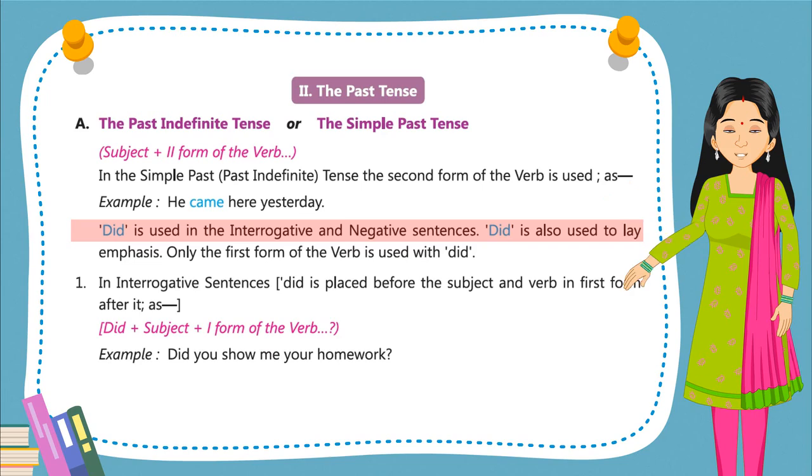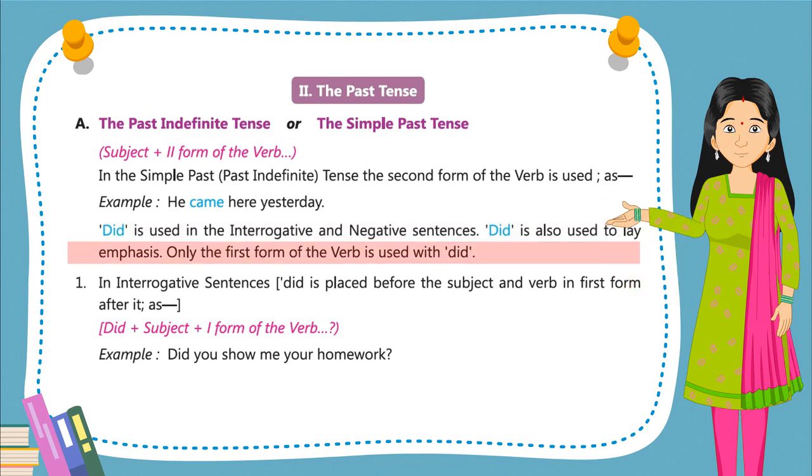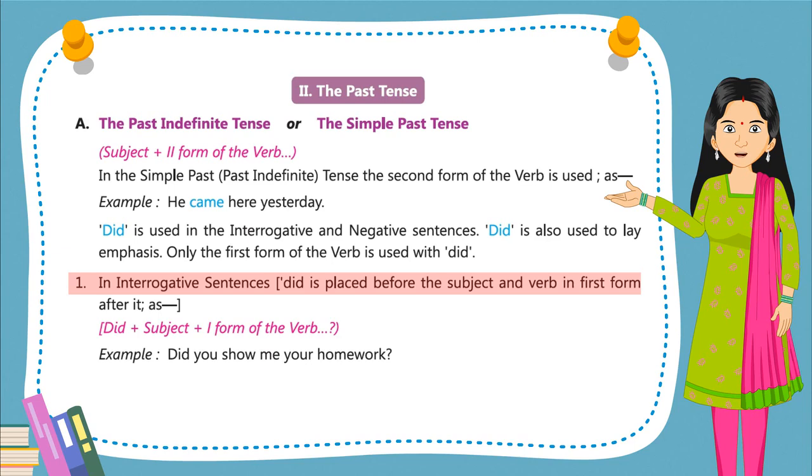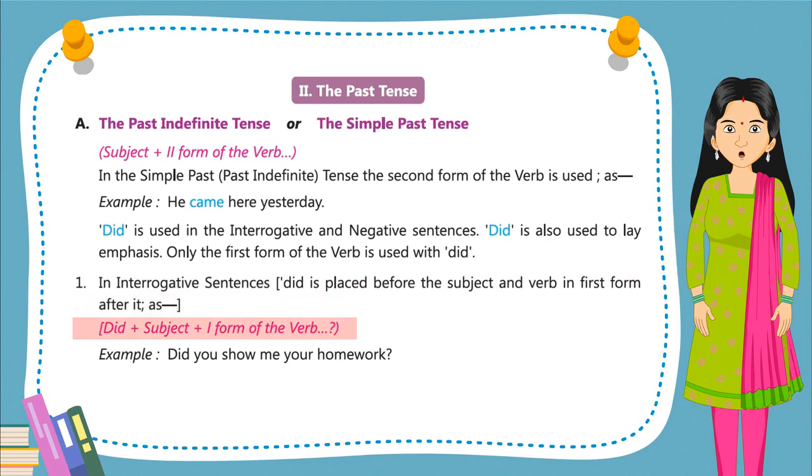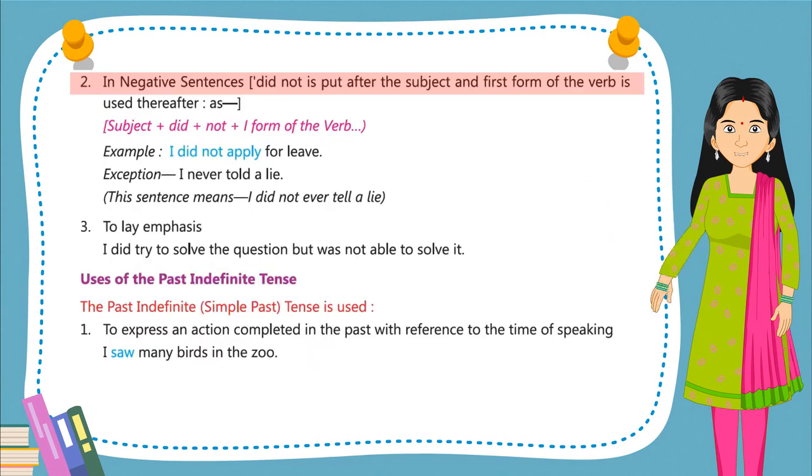Did is used in the interrogative and negative sentences. Did is also used to lay emphasis. Only the first form of the verb is used with did. 1. In interrogative sentences, did is placed before the subject and the verb in first form after it. As did plus subject plus first form of the verb. Example, did you show me your homework?